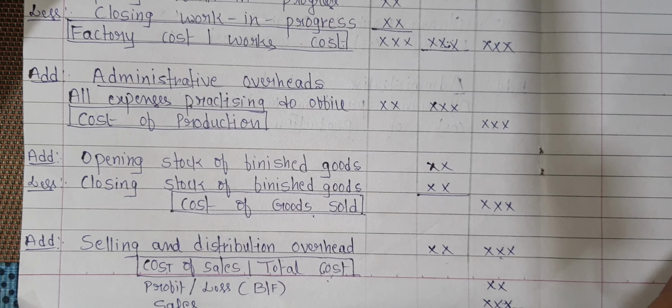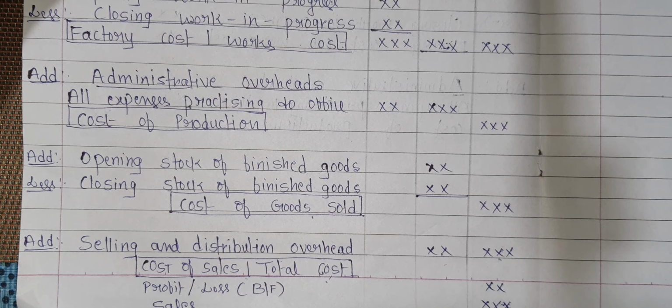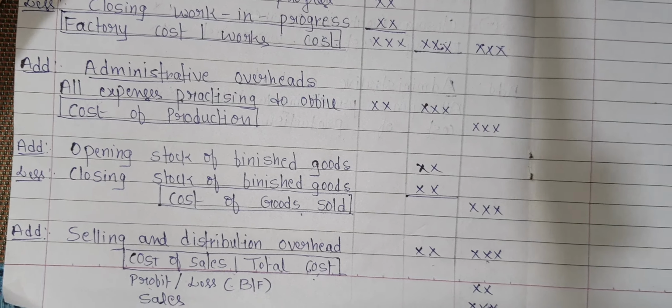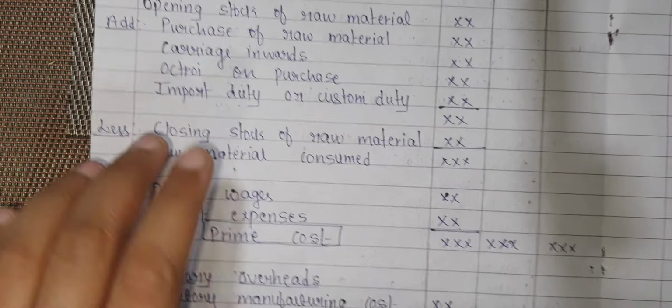Okay, here sales amount is there. From sales amount we have to deduct the total cost. Then we will arrive at profit or loss. That is the balancing figure. Clear? This is the format of cost sheet.